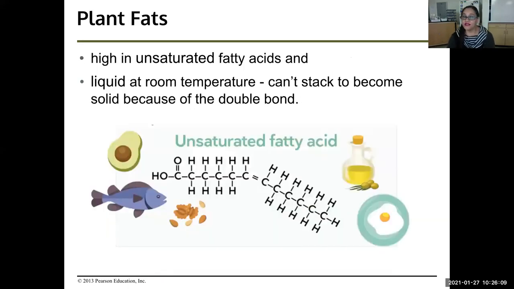Plant fats are high in unsaturated fatty acids, and they tend to be liquid at room temperature. Since they have that bent shape, they can't stack to become solid. These are the good fats: avocado, olive oil, fish oil. These will stay liquid in your bloodstream.